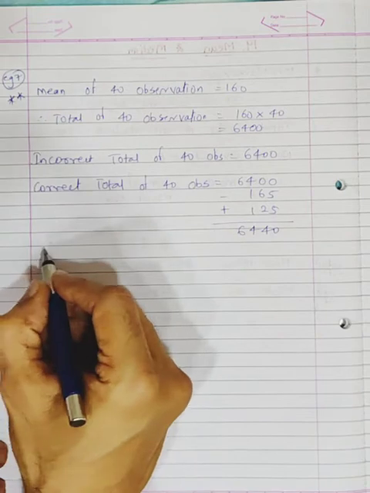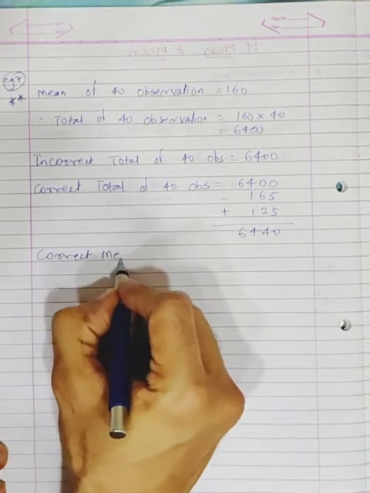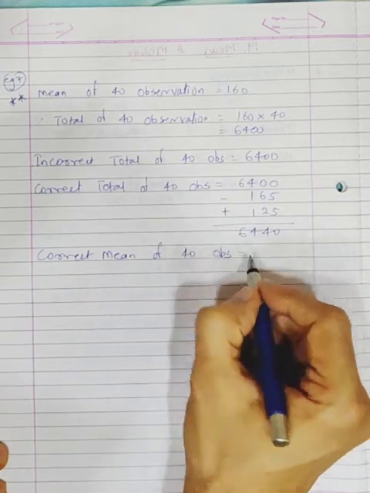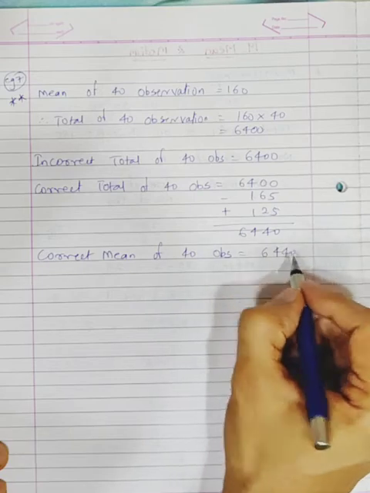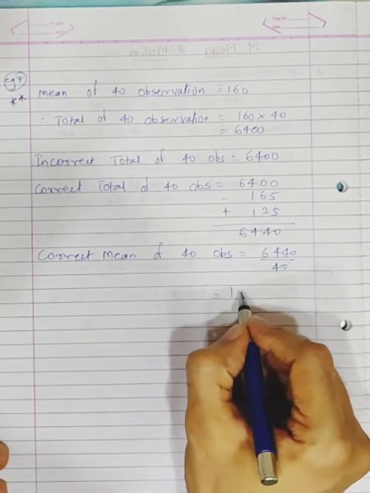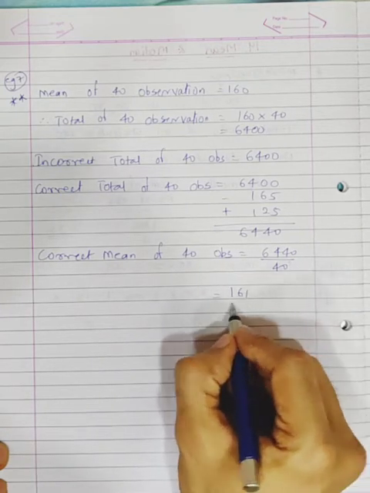So now what is the correct mean or the new mean? Now the correct mean of 40 observations will be what? Your total first. Total is what? 6440. What was the number of observations? 40. So it will come 161. That's your mean.